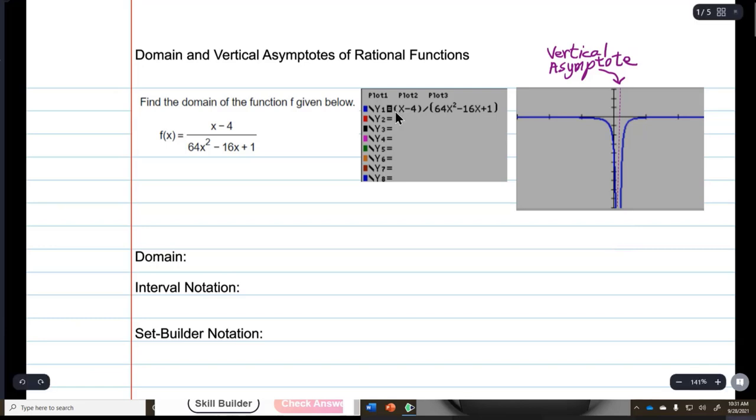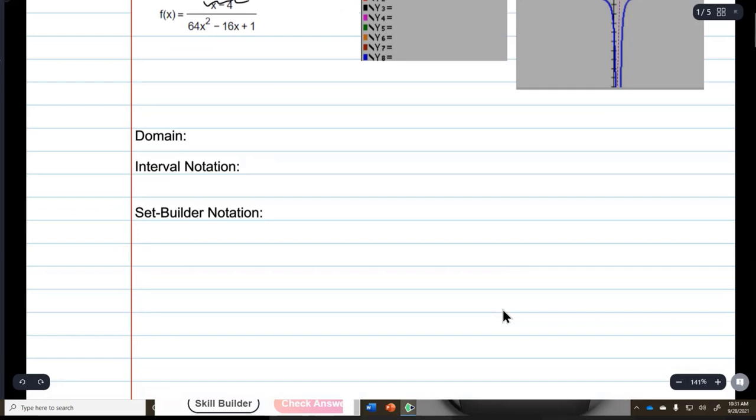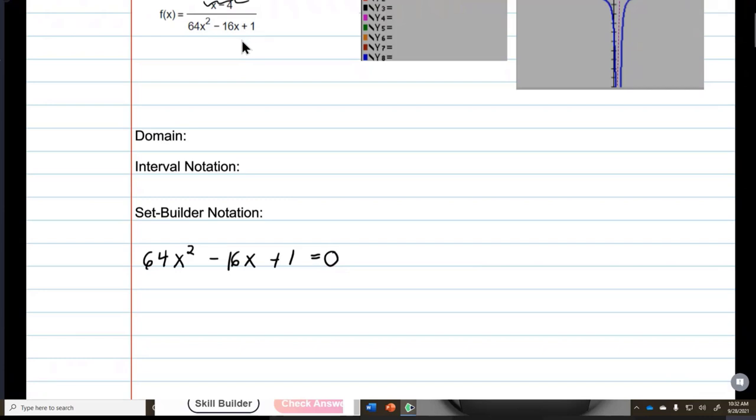All right, first we have to find the domain. And to find the domain, the numerator doesn't even come into it. We don't care what's up there when we're finding the domain. So let's see, 64x squared minus 16x plus 1. Now I have to factor this. I have to set it equal to 0 in order to find the x's that will make the denominator equal 0 because they have to be thrown out.